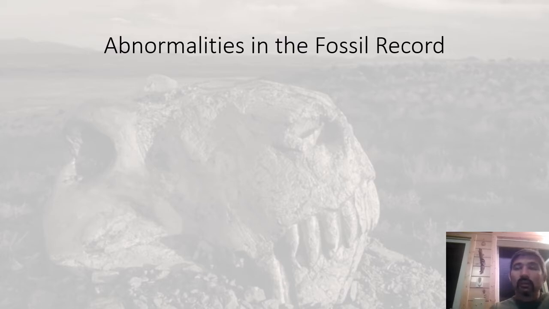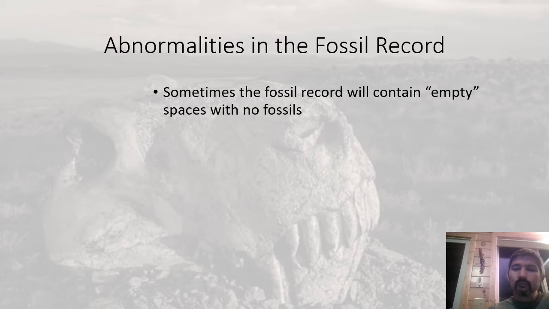So let's go ahead and talk about what we're going to see in the fossil record, or actually what we won't see in the fossil record if something strange happens. When we're looking at the fossil record, sometimes we'll end up seeing what amounts to empty spaces with no fossils, or maybe we'll see fossils of a certain creature appear again and again in the fossil record, but then in some area suddenly we won't find fossils of that creature, and in the higher levels we won't find it anymore.